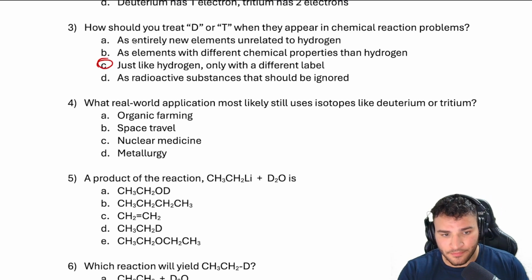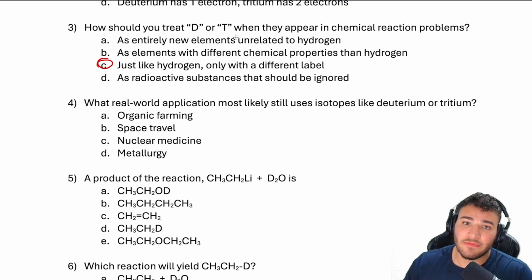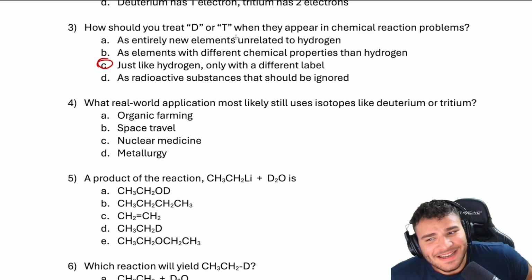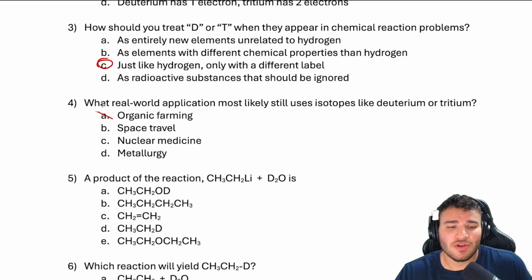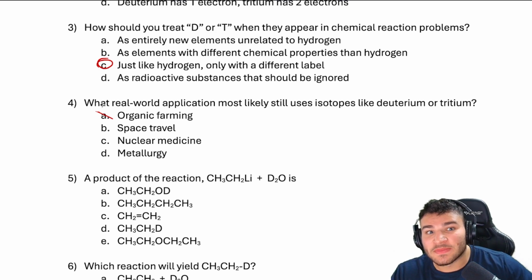That's literally it. Question 4, what real-world application most likely still uses isotopes like deuterium or tritium? This is kind of maybe using your outside knowledge. Organic farming, why would that require a radioisotope? That doesn't really make sense. Space travel, you might be kind of tempted to put space travel. I can kind of see where you're coming from, if you're thinking like, okay, physics or something like that.